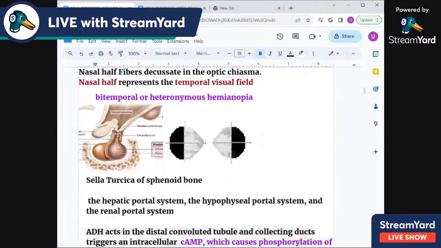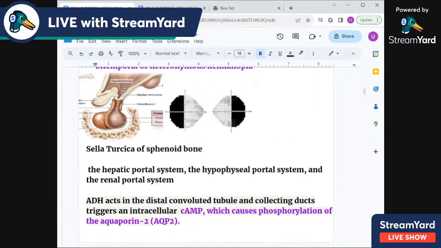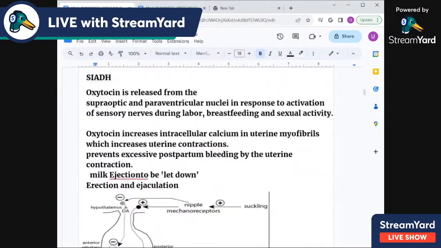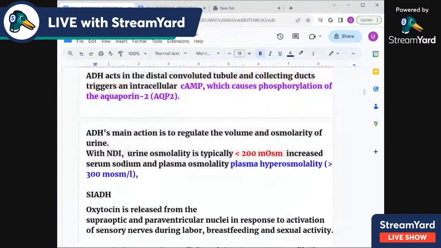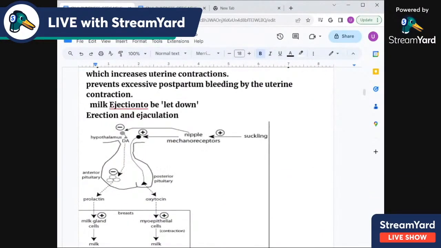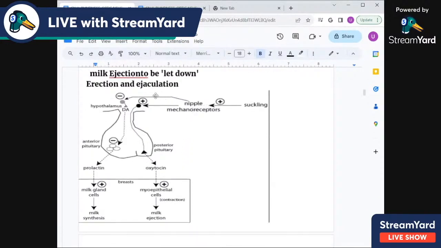And then we did the optic chiasma lesion, bitemporal hemianopia due to a tumor of the pituitary, with different hormones produced from the pituitary. In them we discussed the neural hormones produced by the hypothalamus, oxytocin and vasopressin, in full detail, and then SIADH and osmolality of the urine in these two conditions, and the body fluids. Then we discussed oxytocin function in milk ejection and prolactin function in milk production from the glandular tissues of the breast.